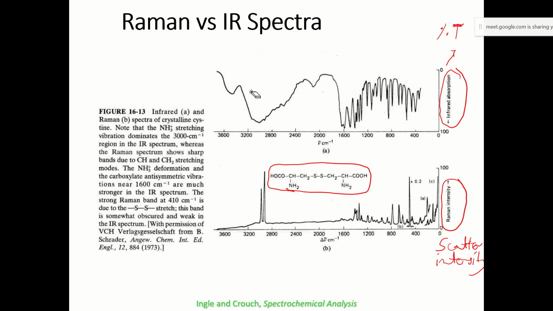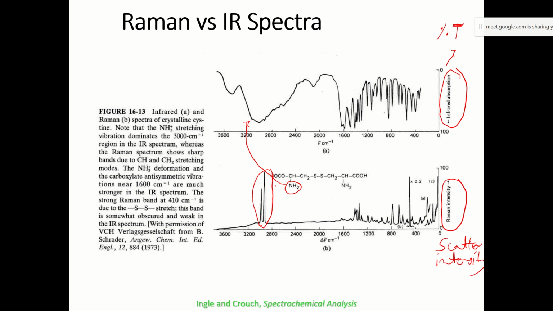So in case of IR spectra, it is the NH2 peaks which are dominating the IR spectrum. NH2 appearing on the higher energy side, dominating over here, and what appears between 2800 and 3200 is here. So this one is corresponding to CH vibrations.